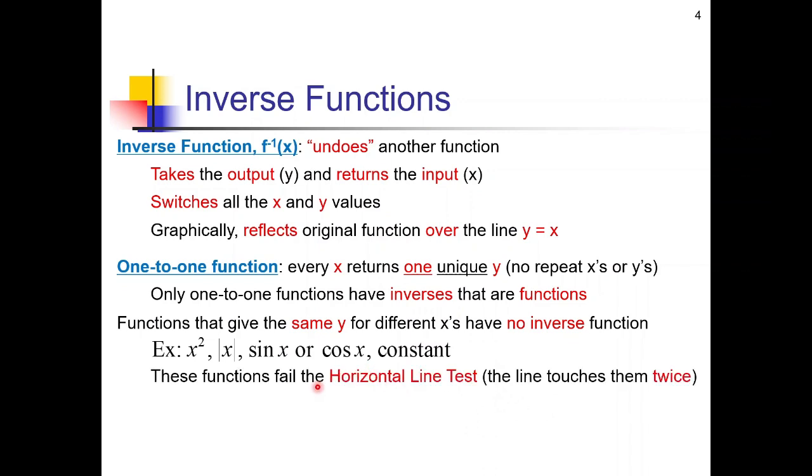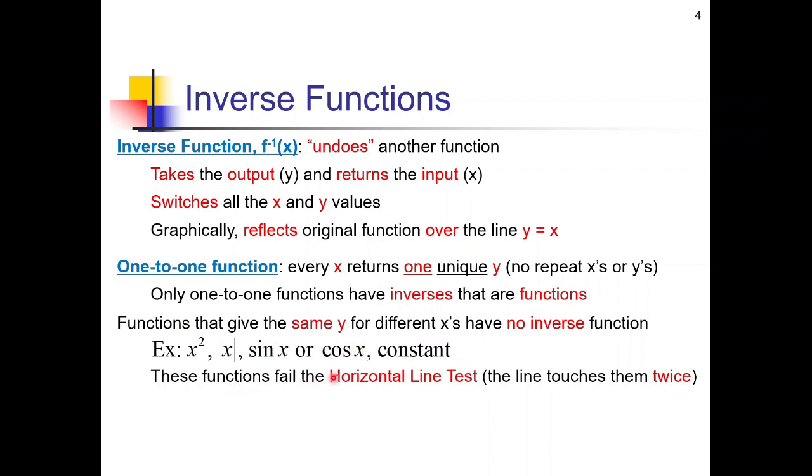So these all fail something called the horizontal line test, which basically means if you draw a horizontal line and it touches the function twice, that means it's not going to have an inverse that's a function. This is just a quick graphical way of checking to see if you're getting the same y value from different x values.